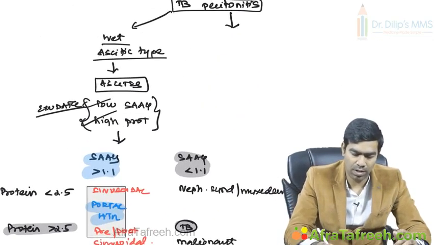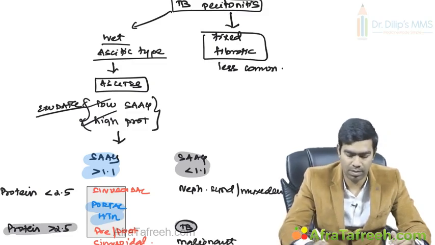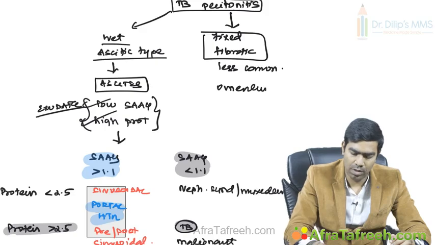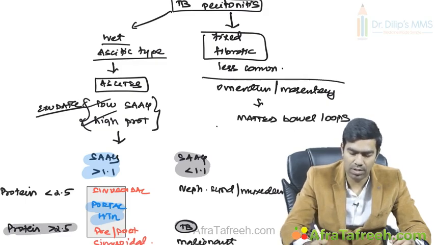Second form of TB peritonitis is what we refer to as something called a fixed and fibrotic type, which is less common, not common compared to that of the ascitic type. So it will be very less common, where there will be involvement of the omentum and the mesentery. Because of the involvement of the omentum and the mesentery, you will result in matted bowel loops. So this is the second form.